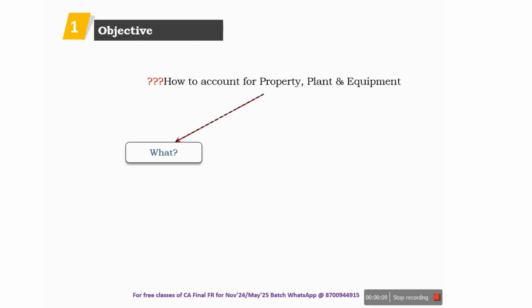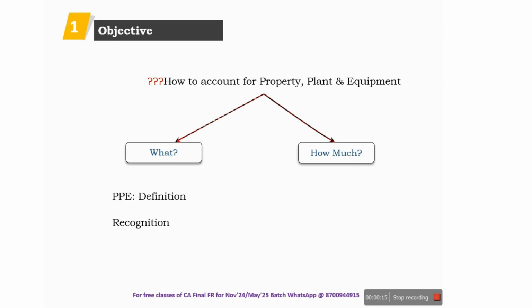It tells us what PPE is, what its definition is, how it is to be recognized in the books of accounts, how much the carrying cost of PPE will be, how depreciation is to be charged in P&L, and how impairment is to be recognized in respect of PPE.